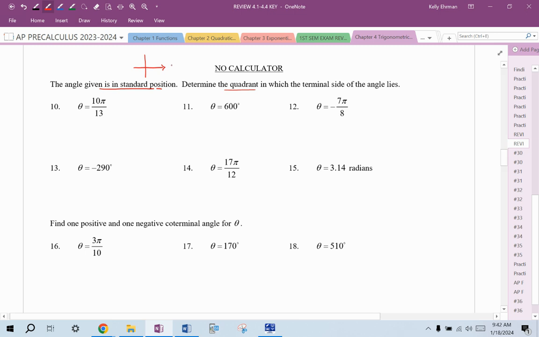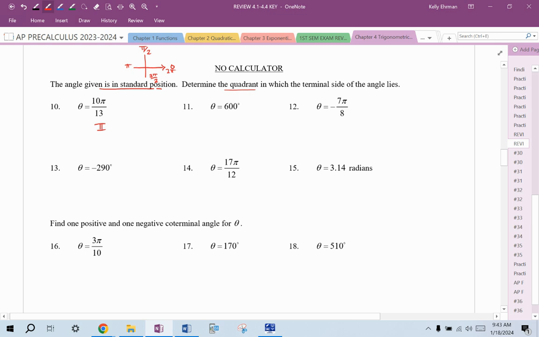But remember, you're basing this off of 0, pi over 2, pi, 3 pi over 2, and 2 pi. So 10/13 is more than 1/2, but less than 1. So this is in quadrant 2.